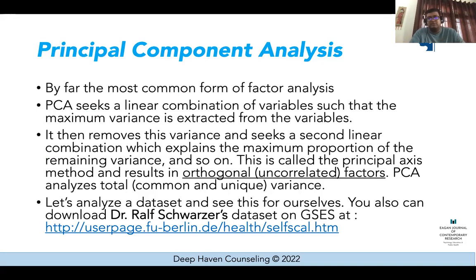But I usually go with principal component analysis, since my idea is to generally reduce the number of dimensions to see how many dimensions actually are there in my sketch. So PCA therefore analyzes the total common and unique variance. You can follow this particular link I have given and download the exact data set of Dr. Ralph Schlosser and try to identify how exactly he has analyzed the data that they have gathered. So you can go ahead and do this analysis by yourself, follow each of the steps and see what exactly actually happens.